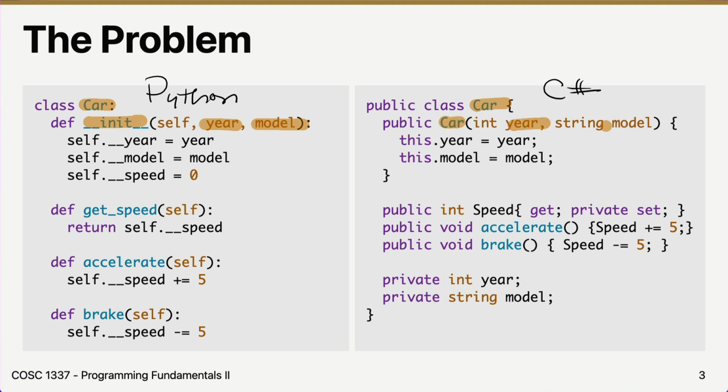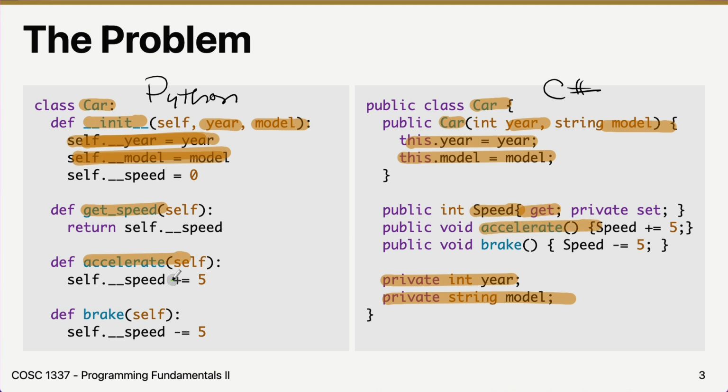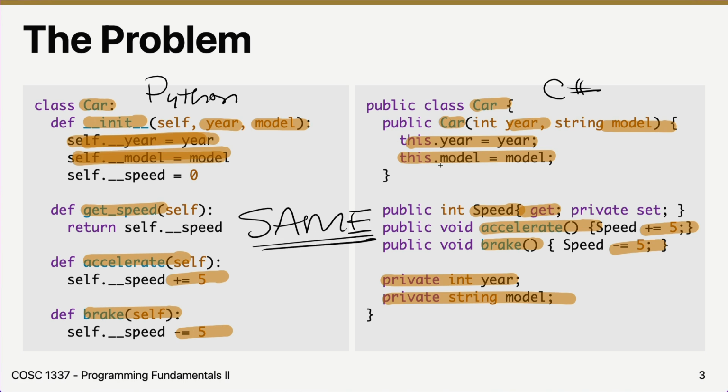Here's the car with year and model on the C# side. We initialize the data attributes to those values being passed in. And not only that, but we have these underscore ones here. So that's like our private, the things that people shouldn't be able to touch. And then we get the speed, and we've got a get speed right here, and we've got accelerate, and it adds 5 to speed, which it does here. And then we brake, and we reduce by 5 on the left hand. So these two things are essentially the same class, just written in two different languages.